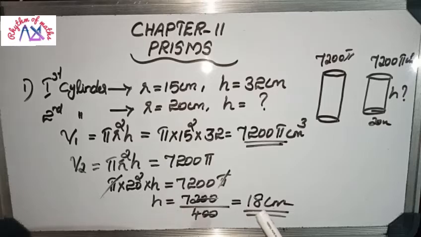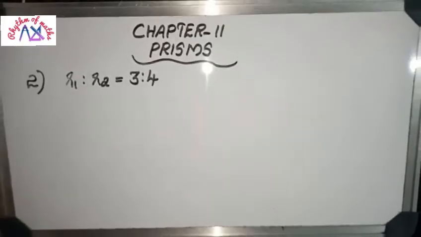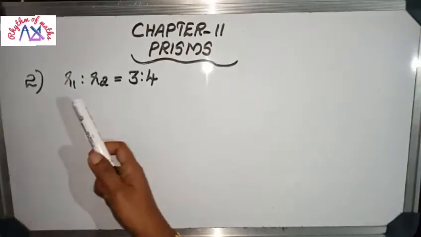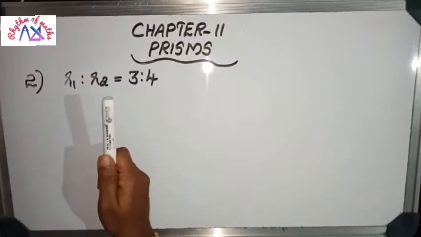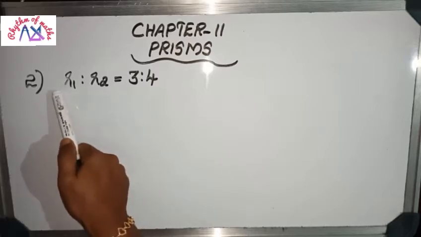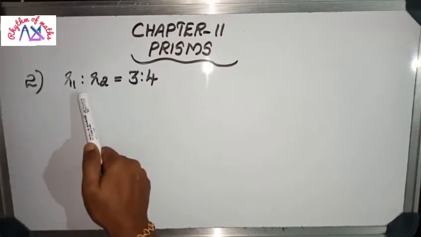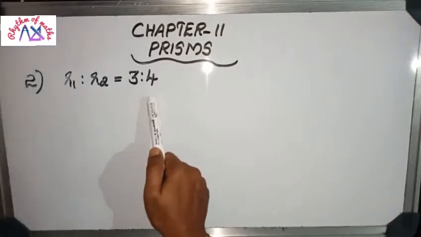Now let's move on to the second question. The base radii of two cylinders of the same height are in the ratio 3:4. What is the ratio of their volumes? Here in this question we have the base radius ratio. Ratio means two measurements: first cylinder radius is to second cylinder radius. The answer is 3:4, already given.